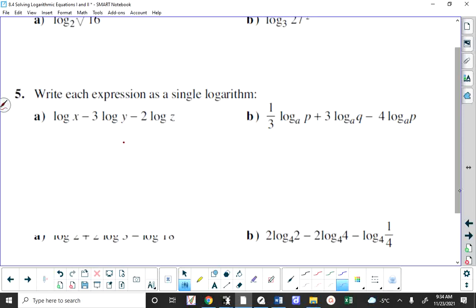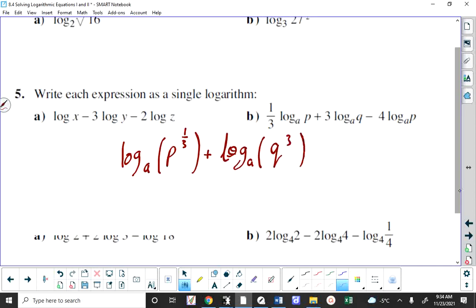So this will be log base a of p to the third plus log base a of q cubed minus log base a of p to the 4. Does that make sense? Okay. Now we can put them together.